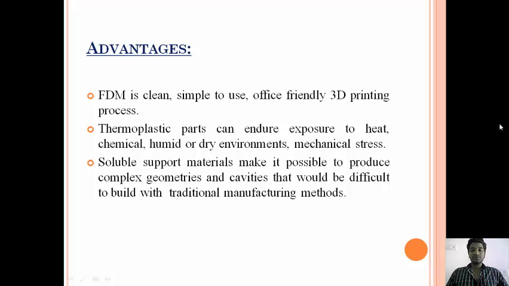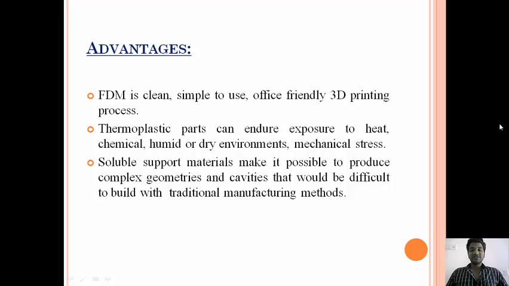Thermoplastic parts can be exposed to heat, chemical, humid or dry environment and mechanical stresses. The material which we create is basically sintered, and it can be exposed to a wide variety of conditions such as heat, chemical, humid or dry environment. It can also undergo mechanical stresses. Soluble support parts make it possible to produce complex geometries and cavities that would be difficult to build in the traditional manufacturing method.